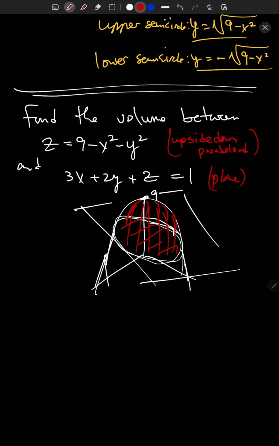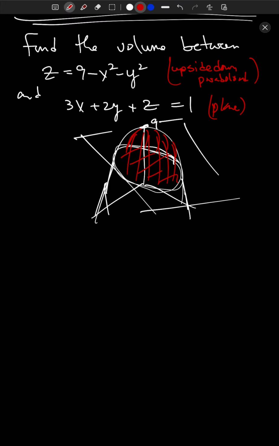Of course we have to recognize that the plane lives underneath the tip of this vertex. Otherwise there wouldn't be a region to integrate. And that does happen because, like we said, the vertex is at 9, since when x and y are 0, z is equal to 9. But when x and y are 0 for the plane, z is equal to 1. So this cut point where the plane cuts the paraboloid happens right there at 1.